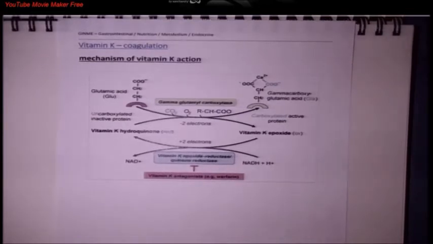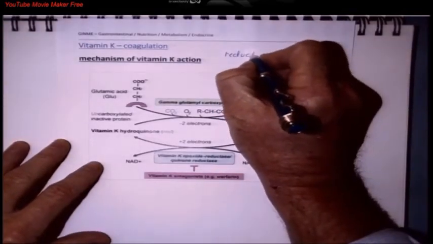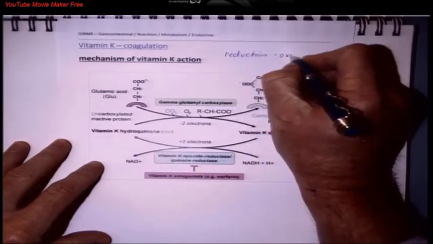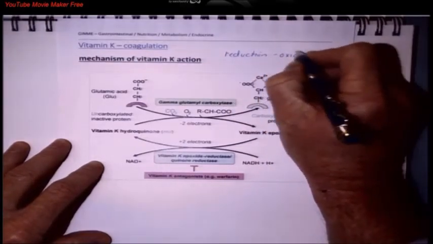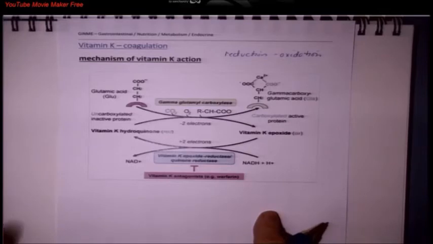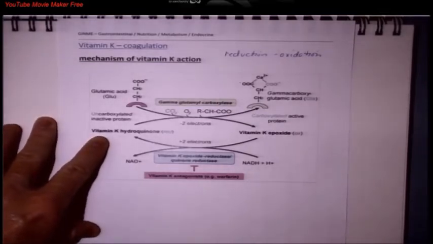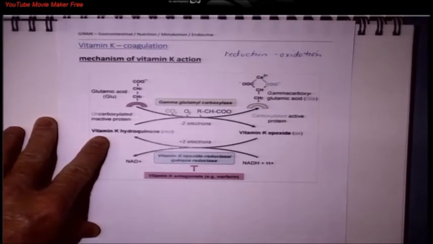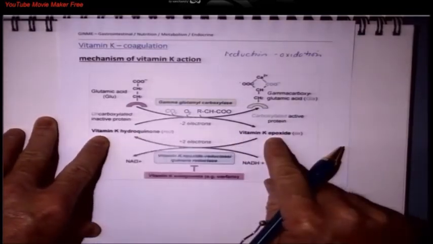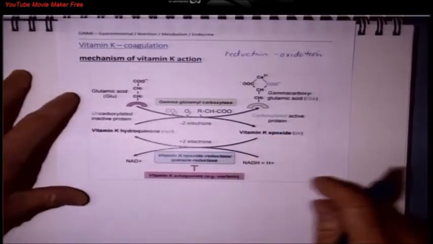So here's what vitamin K does. It's simply a redox process. So this is a reduction-oxidation sequence of reactions. So we've seen a lot of redox reactions with NADH and NADPH. In this case, what we're going to do is substitute this redox reaction between these nucleotide molecules, and we're going to use vitamin K.